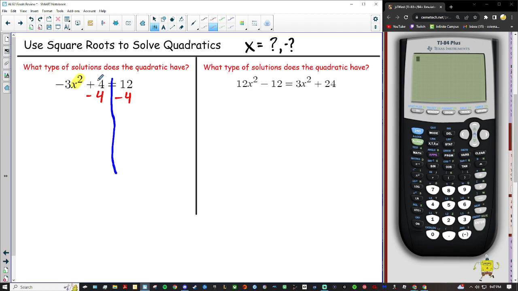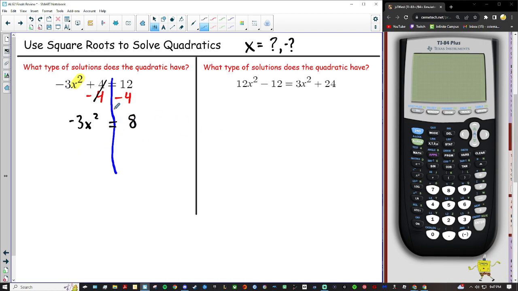On the left, 4 minus 4 is 0, so we cross it out. And we drop down the negative 3x squared. Write our equal sign in the middle on our waterfall, and we subtract 12 minus 4 gives us 8.